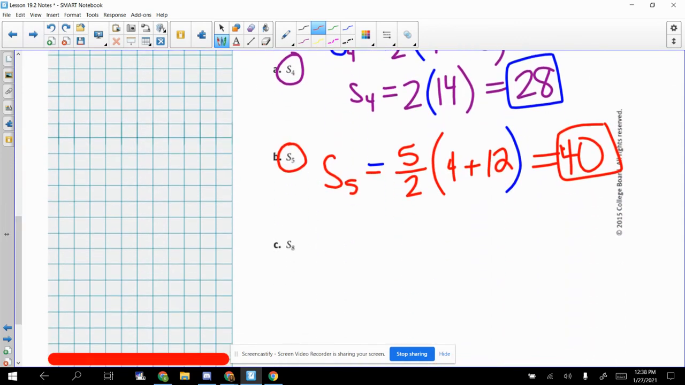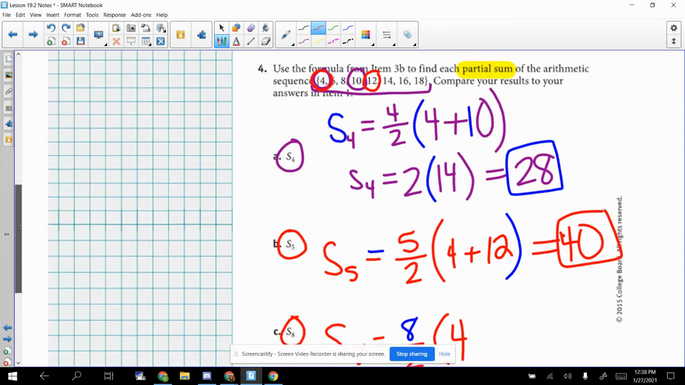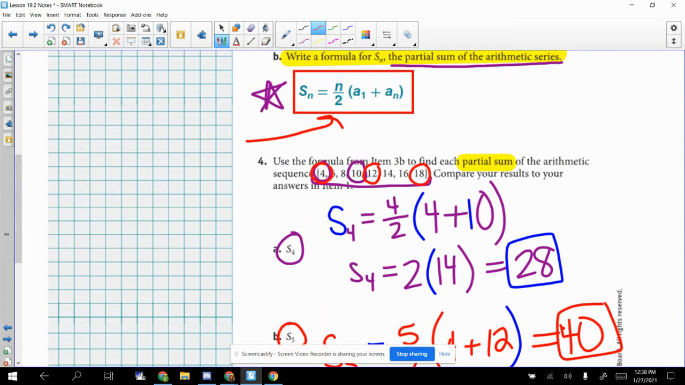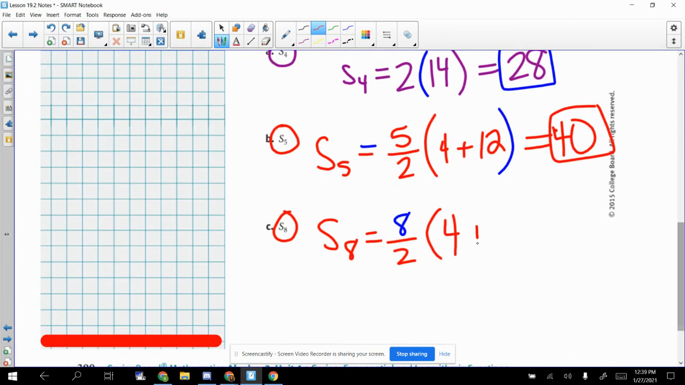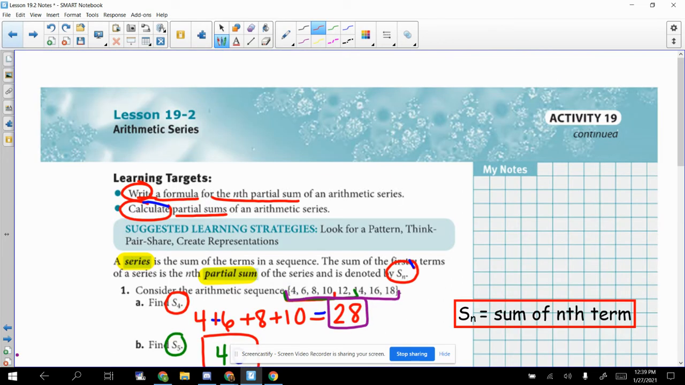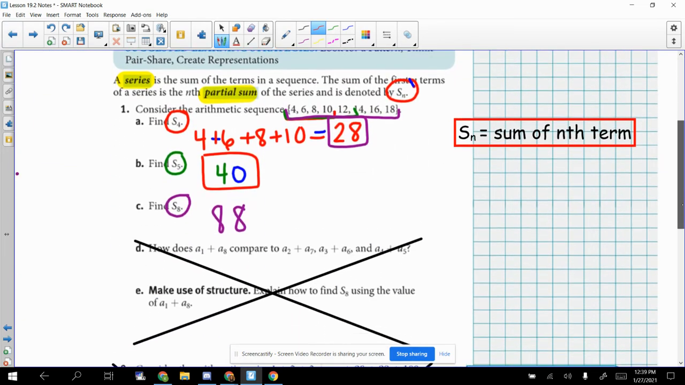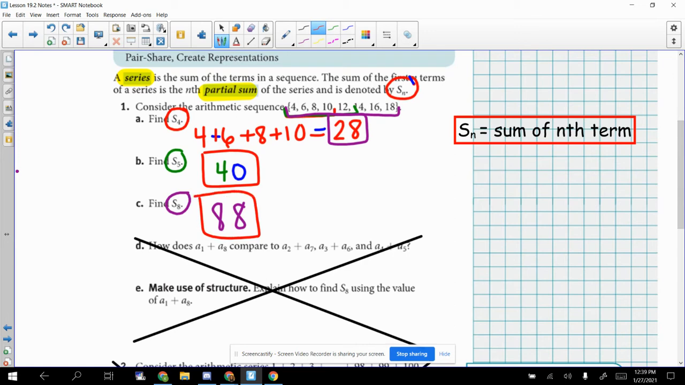And then last one here, S sub 8. So we would do S sub 8 equals 8 divided by 2. And then again, our first term is still 4. But what is your 8th term? That's going to go last, so that's 18. So then 4 times 22 is going to be 88. So we're good to go. And then if we check back again, we did it correctly because we had 88 here.